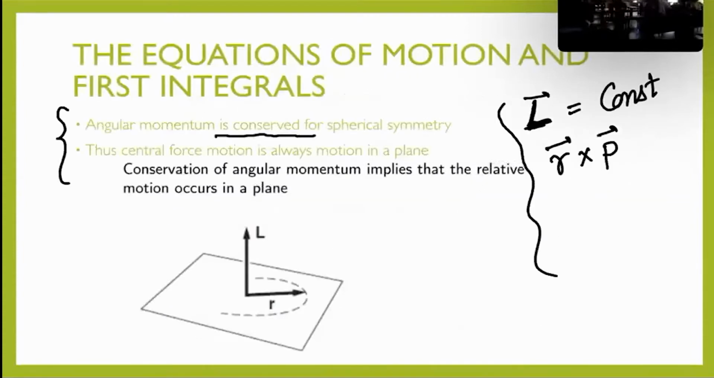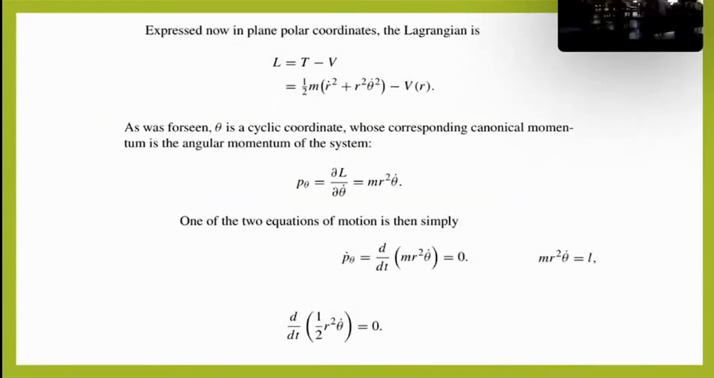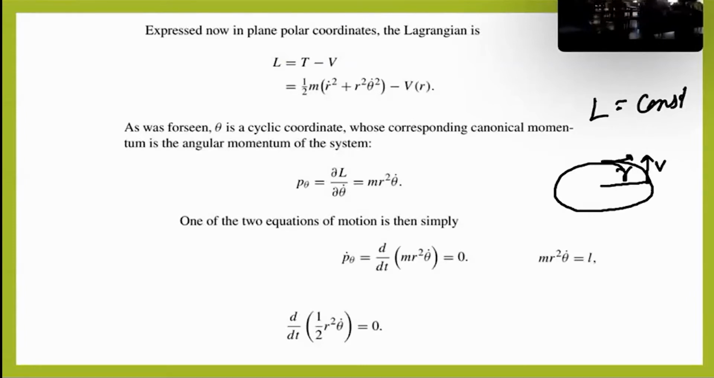Now the second point is, central force motion is always in a plane. How can you say that? For example, I'm talking about the elliptical orbit here, and this is your r, your velocity will be v, this will be your r. And your L is constant, correct? Your L is constant.